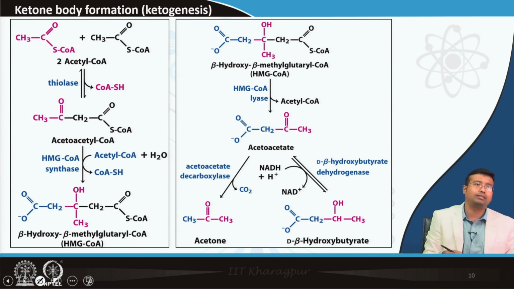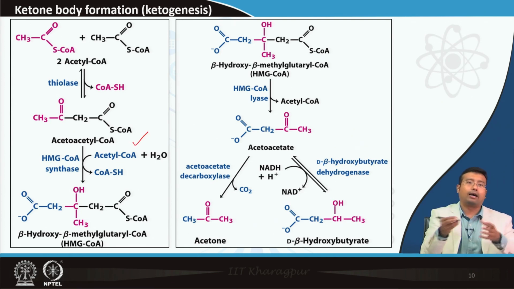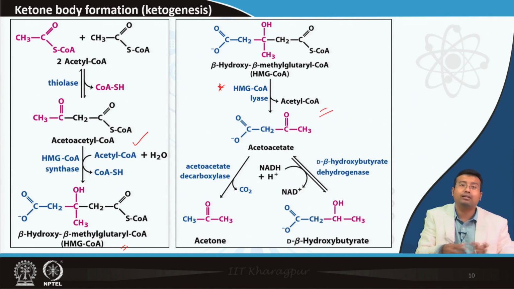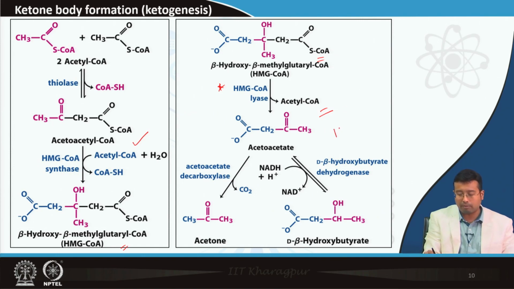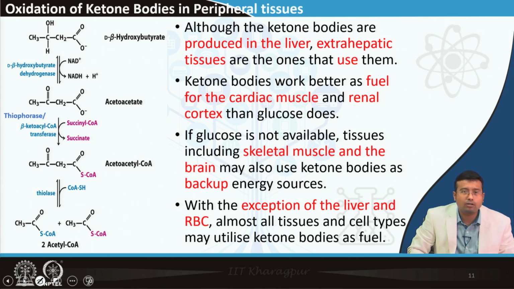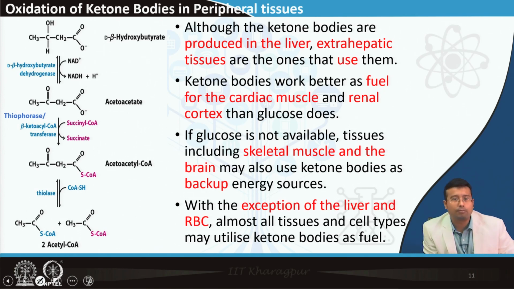So, first let us recapitulate: 2 molecules of acetyl CoA condense by the enzyme thiolase to form acetoacetyl CoA. Again, HMG CoA synthase acts on acetoacetyl CoA, and another molecule of acetyl CoA combines to form HMG CoA. This is in mitochondria. In mitochondria, what happens? HMG CoA lyase, the key enzyme of ketone body synthesis, only present in mitochondria, removes one acetyl coenzyme A, and acetoacetate is formed. This is the primary ketone body, and via reduction and spontaneous decarboxylation, the secondary ketone bodies, beta hydroxybutyrate and acetone, are formed. Okay. So, this is all about ketone body formation.